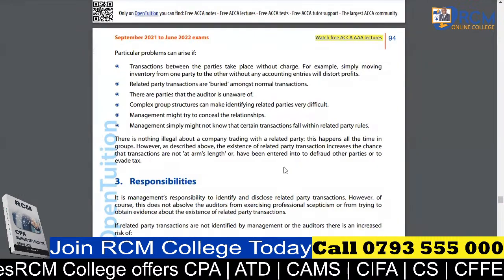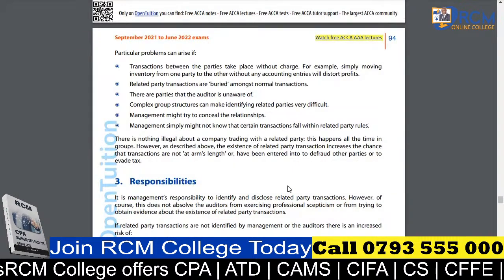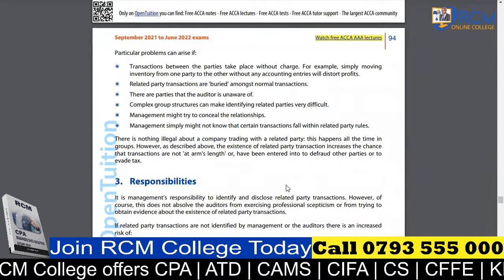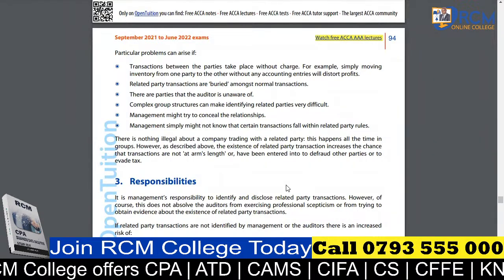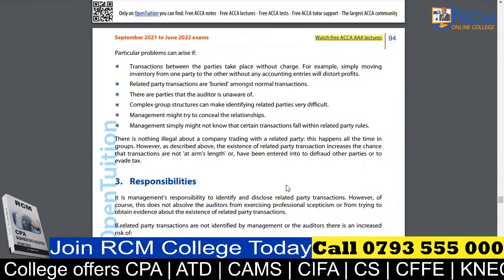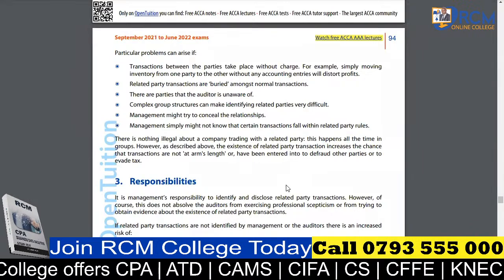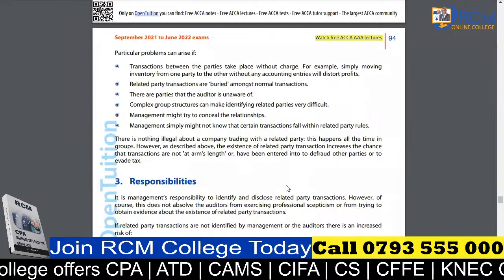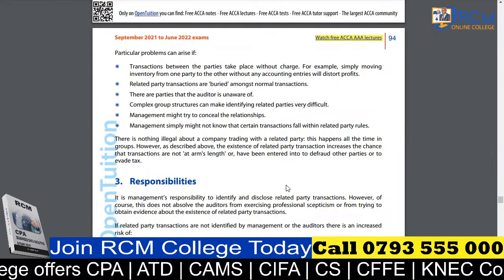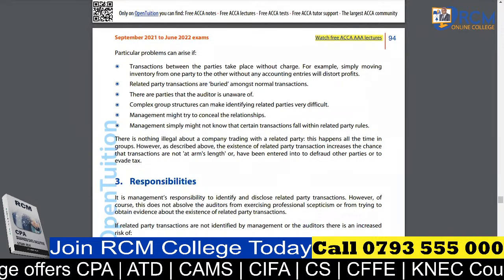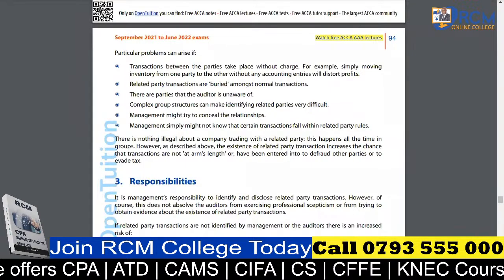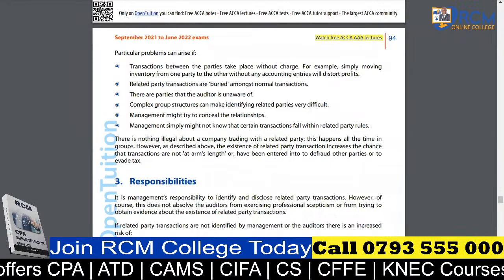Responsibilities. It is the management's responsibility to identify and disclose related party transactions. However, of course, this does not absolve the auditors from exercising professional skepticism or from trying to obtain evidence about the existence of related party transactions. If related party transactions are not identified by management or the auditors, there is an increased risk of, number one, fraud, unfair presentation, and then non-compliance with the law, especially tax legislation.